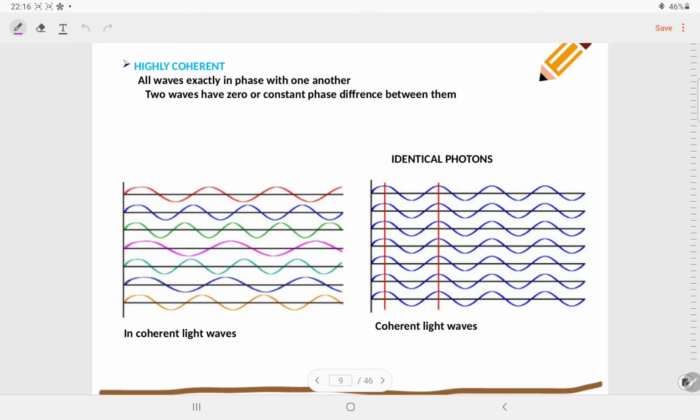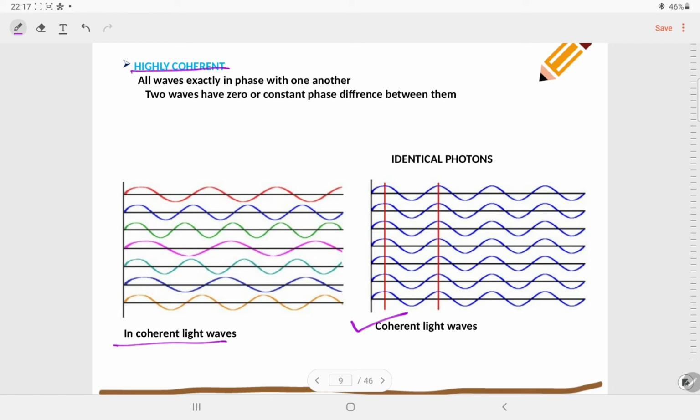The third property is that laser light is highly coherent. What do we mean by coherent? We can say two waves are coherent in nature when the phase difference between these two waves is either zero or constant. Then we can say that this kind of waves are coherent in nature. Take an example of this light: this is incoherent waves, but this is coherent waves.